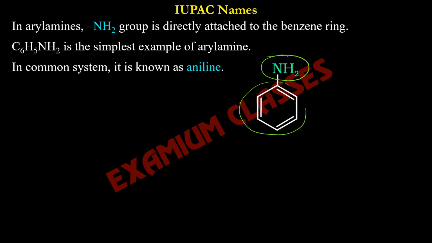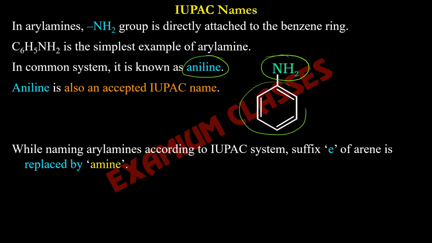Now in common system it is known as aniline. It is aniline and it is an acceptable IUPAC name also. So I will be using this name as the IUPAC name also. While naming aryl amines according to the IUPAC system, the suffix E of arene is replaced by amine.